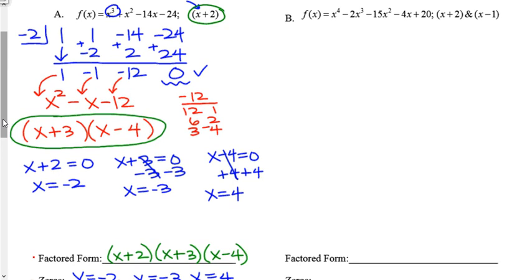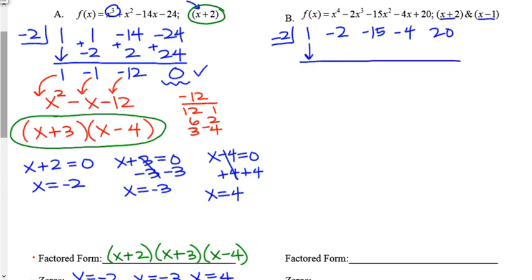They give me a quartic, actually. The highest degree is 4, so we might have to do this twice. They actually gave me 2 factors that are going to work, which is really nice because I can just use those to do synthetic division twice. I'll start with the x plus 2, which means I'm going to put -2, always the opposite sign, in my box, and then I'm listing all of the leading coefficients after that. So I have 1, -2, -15, -4, and then 20.